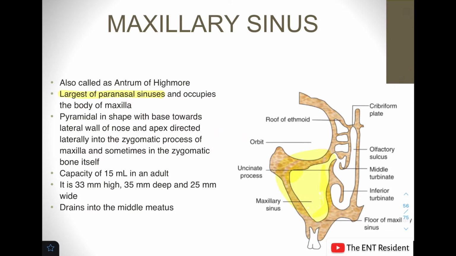It has a capacity of 15 milliliter in an adult. It is 33 millimeter high, 35 millimeter deep and 25 millimeter wide. And via its ostium over here, as you can see, it drains into the middle meatus. So this is the maxillary sinus.